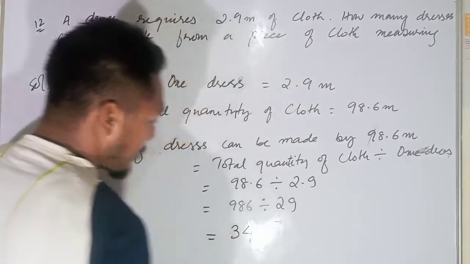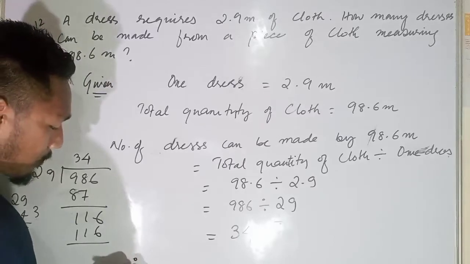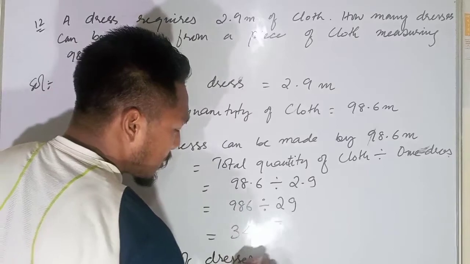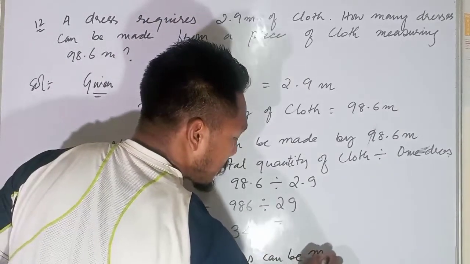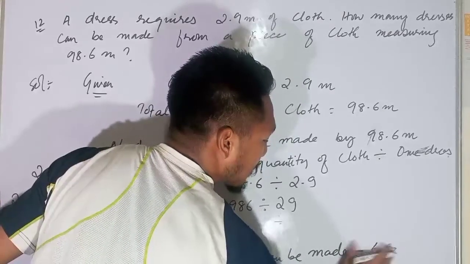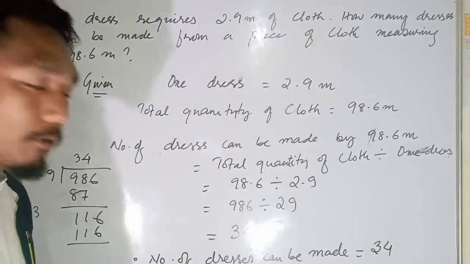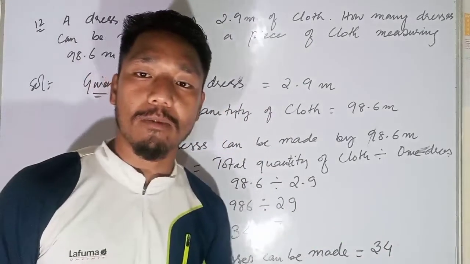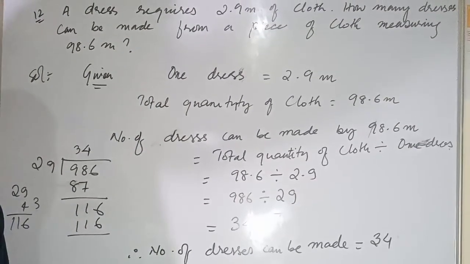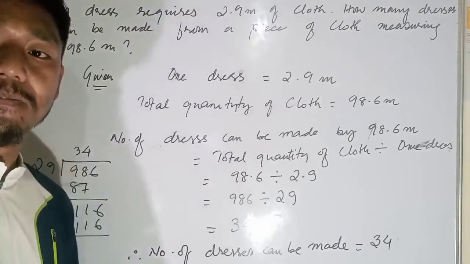Therefore, the number of dresses that can be made is equal to 34. How many dresses can we make? 34 dresses we can make. The number of dresses that we can make is 34. Clear about this one?